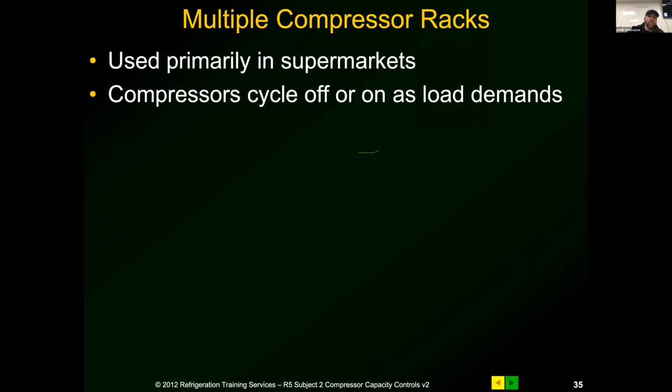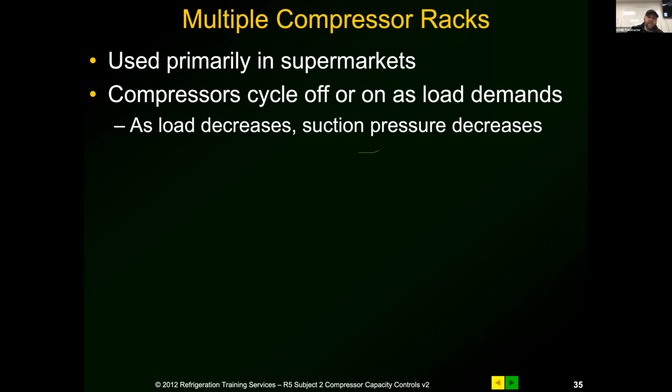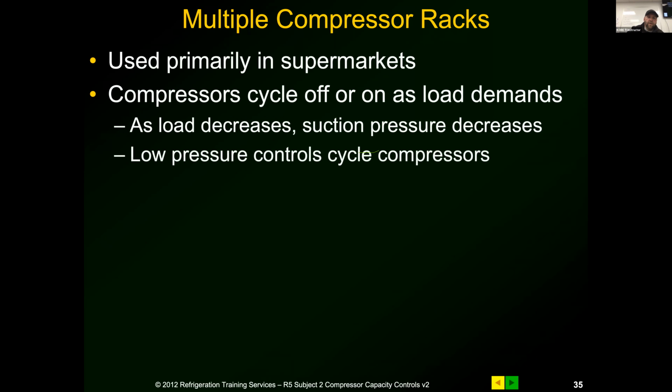So, multiple compressor racks. We're going to talk some parallels. Compressors cycle off or on as load demands. As load decreases, suction pressure decreases, so low pressure control cycles compressors. That is kind of old school. Low pressure control is very rarely used now to cycle compressors on a rack. Most of the time they have a controller. It's going to be an E2, a Danfoss, a Microthermal, or an Opto 22. It's going to be some kind of logic controller doing PID staging. It's actually a learning algorithm within the controller, learning based on load and capacities and staging compressors.